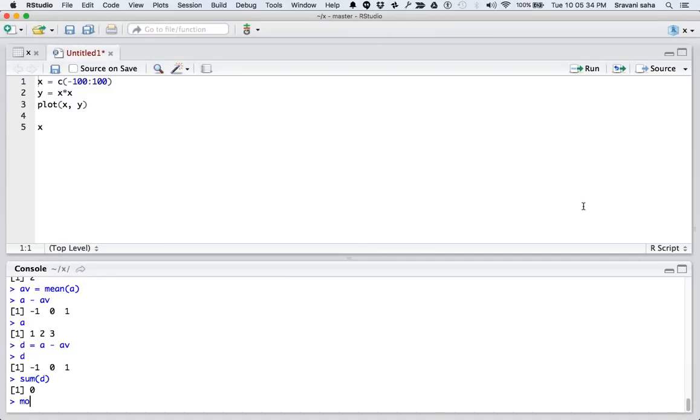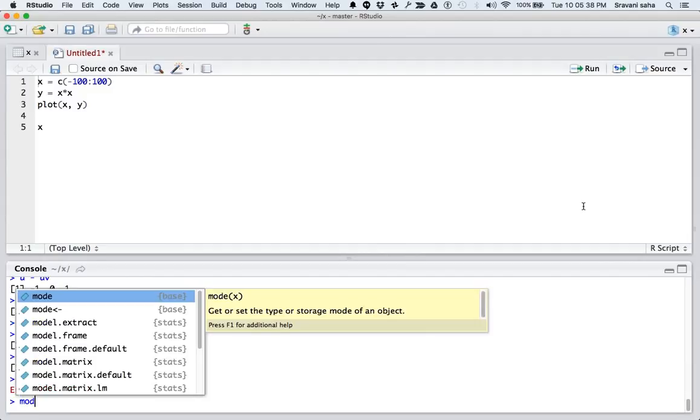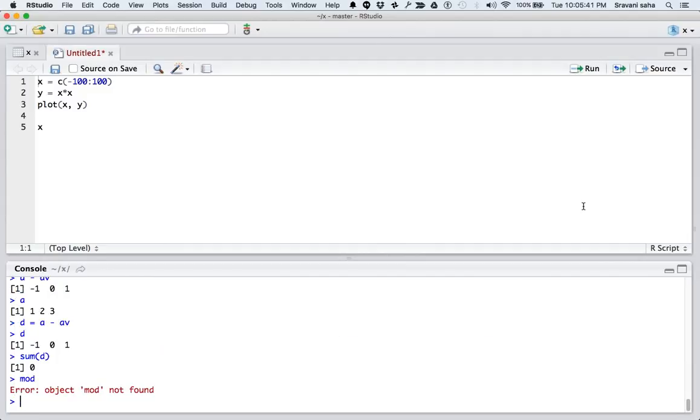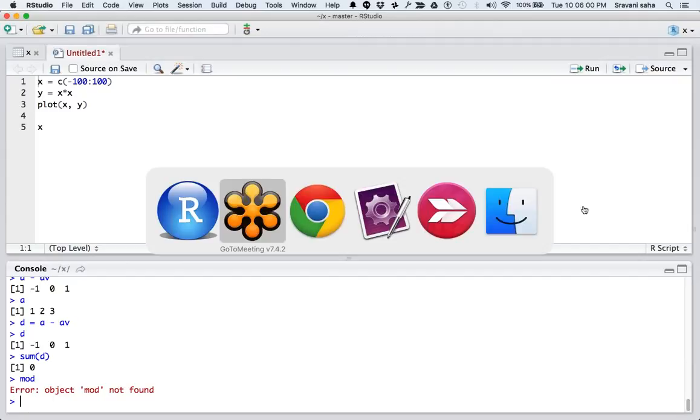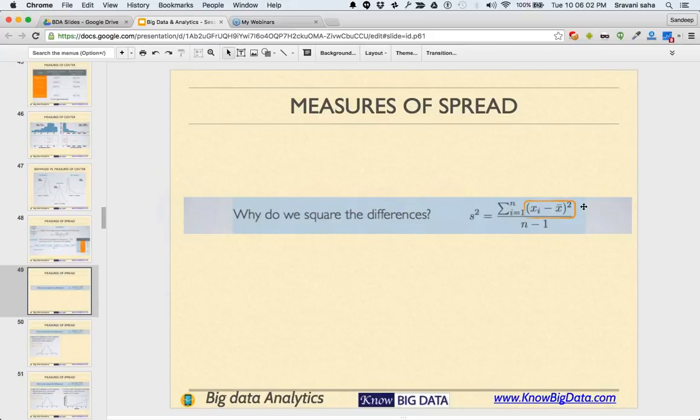We could have done something like mod, which means if some number is negative, we convert it into positive. But the problem with that approach, doing the mod and summing it up, is that we are not emphasizing the difference. That's the reason we square it.